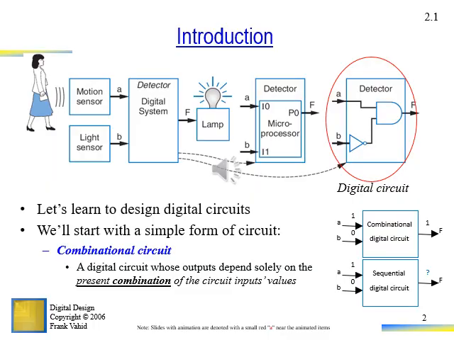Let's start with this example. In the last lecture, we have seen the advantages of using digital circuit over microprocessor based system. And the digital circuit shown in this slide is basically your combination circuit. So the combination circuit is the digital circuit whose output depends on the present combination of the input values.